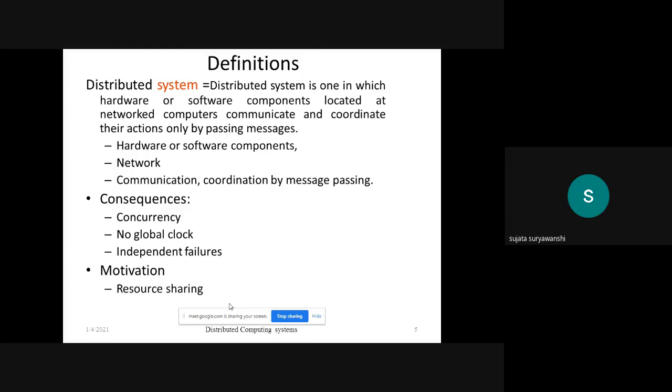Now, what is the main motivation of this distributed system? Here, limited resources are there, and we can make use of the resources to solve tasks or to extend our network. So resource sharing is the main motive behind the development of any distributed system. We'll take a simple example from our day-to-day life. Suppose a restaurant is one example. One restaurant is there.